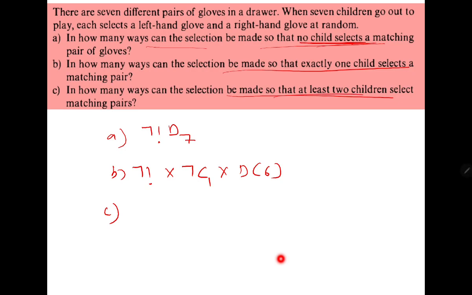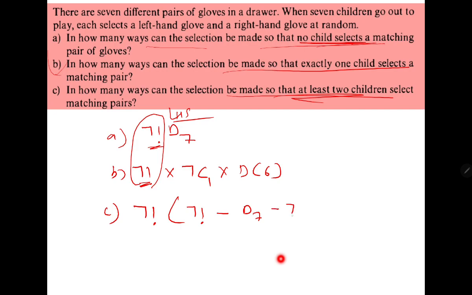And the last one is how to make the selection so that at least 2 children select a matching pair. At least 2 means we exclude at most 1. So out of the total, I have to subtract the cases A and B. For the left hand, it remains 7 factorial. And now for the right hand, the total is 7 factorial minus no child and then exactly 1. So minus D7 minus 7 D6, because this 7 factorial in both cases is for the left hand. That's why I have already taken 7 factorial outside. So 7 factorial minus D7 minus 7 D6 is the required answer.